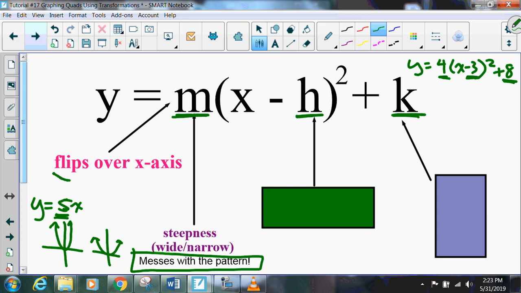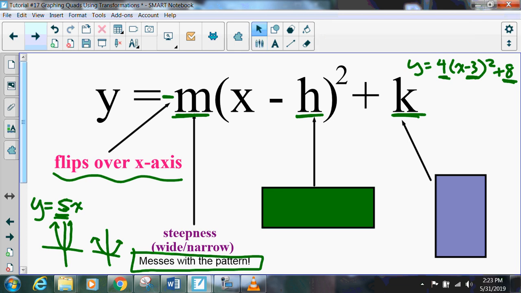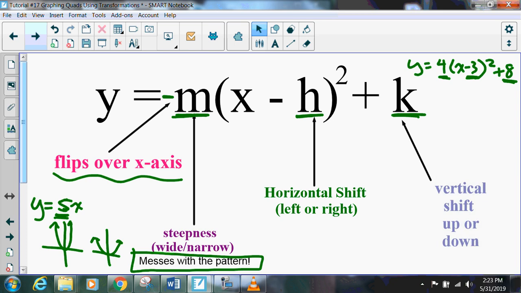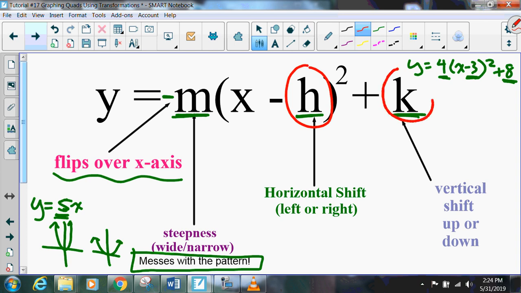You see this flips over the x-axis. If we see a negative here, that is what happens. A negative will flip our quadratic right over the x-axis, and we'll see what that looks like in just a second. Our h is in charge of the horizontal shift. So if we see a number there, that's going to make us shift left or right. We'll talk about that more in just a second. And k, this number way at the very end, is what's going to shift the vertex of our quadratic up or down. So I want you to notice that these two are going to affect our vertex. Our vertex might get moved to the left or to the right or up or down, and this right here affects our pattern.